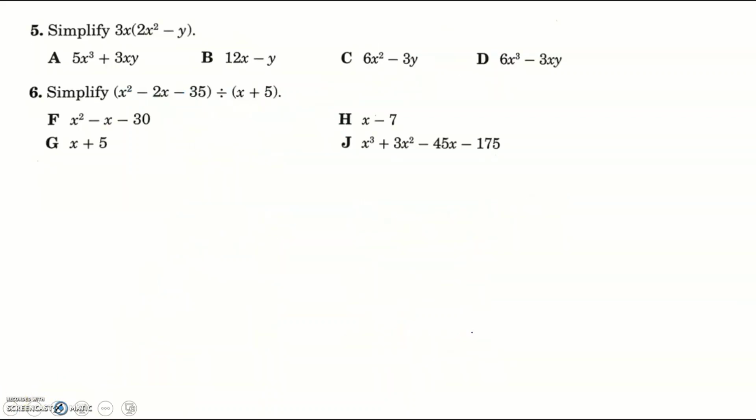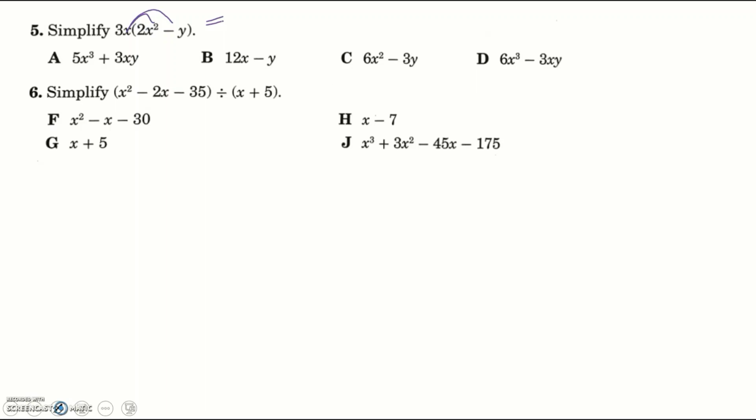Simplify 3x times the quantity 2x squared minus y. So here we are just distributing. We're going to distribute the 3x into both of those terms because we do have subtraction inside the parentheses. Anytime you're adding or subtracting more than one term inside a parentheses, that's when you can distribute.